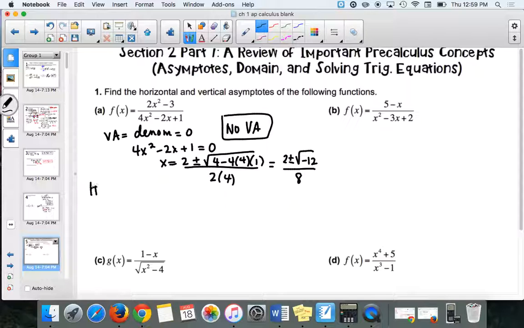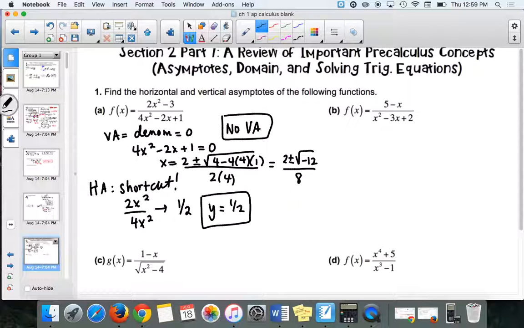All right, now horizontal asymptotes, I always told you that there was a shortcut. Ha, there's a shortcut. It's not really the first number, but it's the number with the largest degree, the largest exponent. So we're going to look for the largest exponent. On the top, we have an x squared. On the bottom, we have an x squared. So we just look at our 2x squared over 4x squared. So we have 2 over 4, which is 1/2. So our horizontal asymptote is 1/2. Okay?